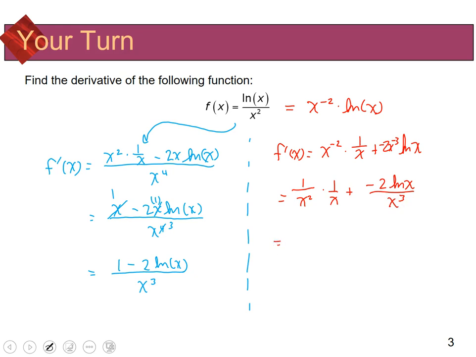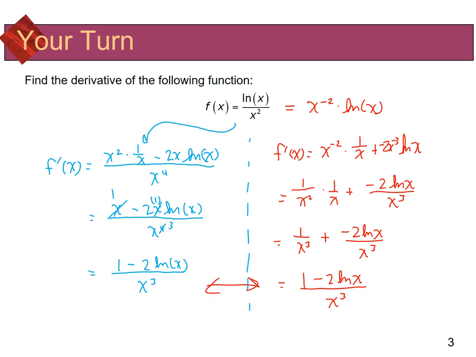1 over x squared times 1 over x becomes 1 over x cubed plus a negative 2 natural log x over x cubed. And of course, if I add those together, because they have common denominators already, I have 1 plus a negative 2 ln x, which is 1 minus 2 ln x. So as you can see, they're both the same answer. It doesn't matter which way you do it, and that's been the premise all along.